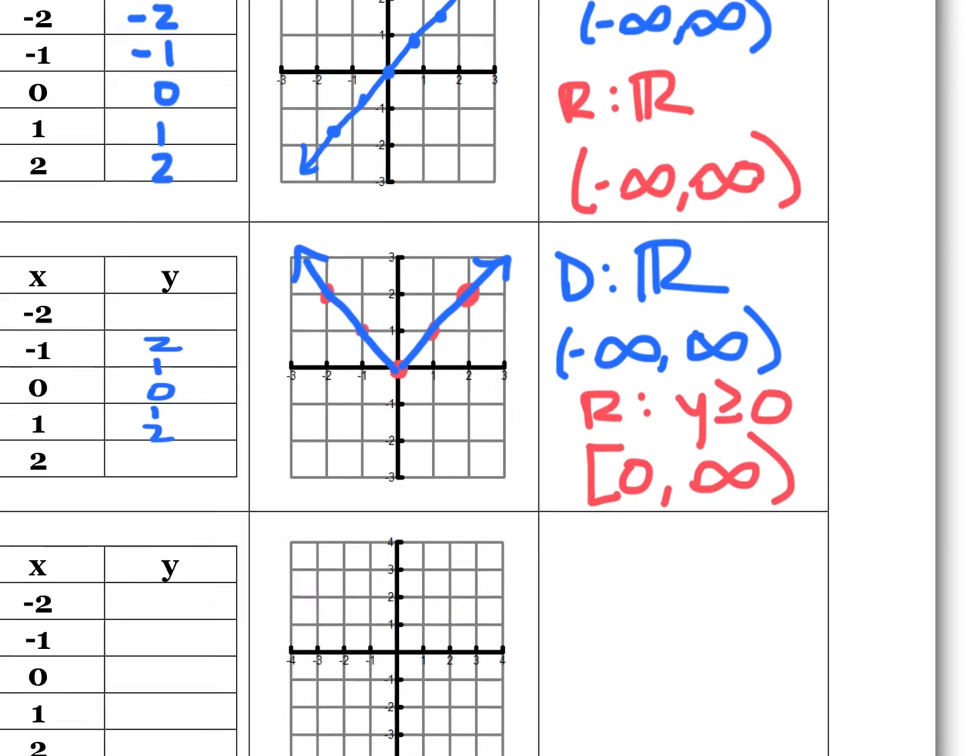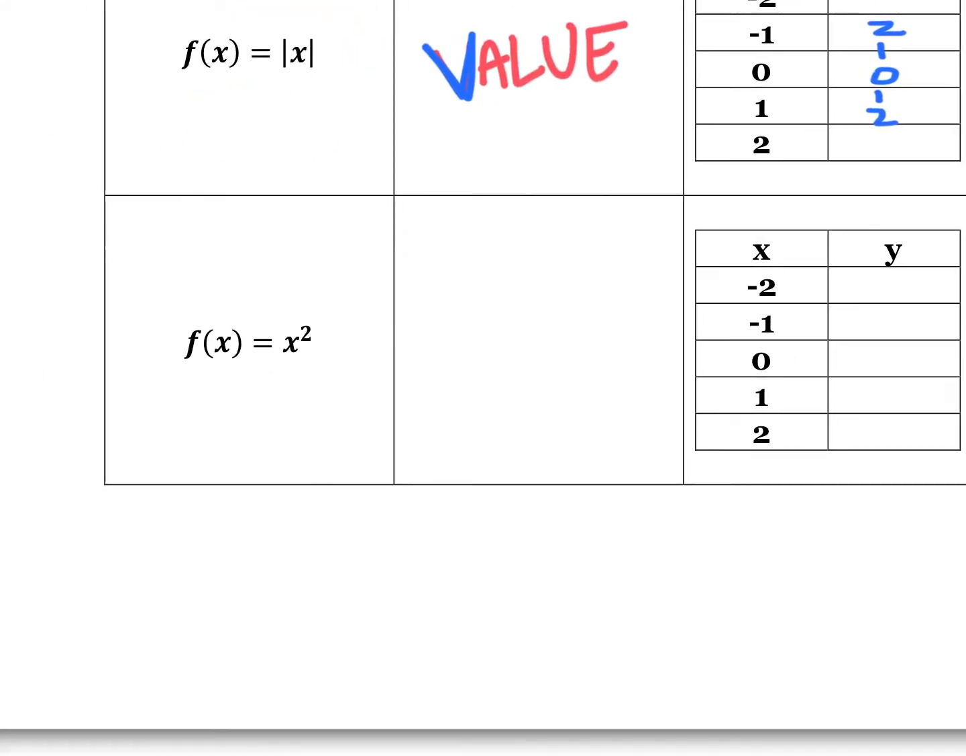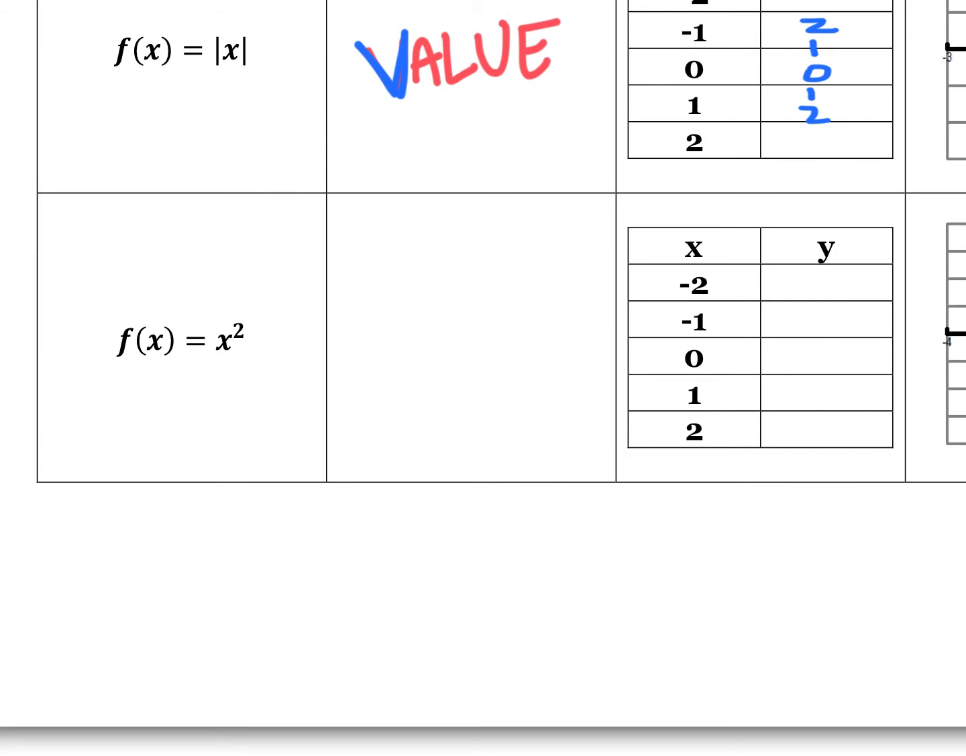All right, the next parent function that we're going to look at is f of x equals x squared. Okay, so every value of x just gets squared. This is called a quadratic. All right, so to fill out the table, I just take my x values and square them. And what we want to remember here is that whenever you square a negative number, it becomes positive. So negative 2 squared is positive 4.